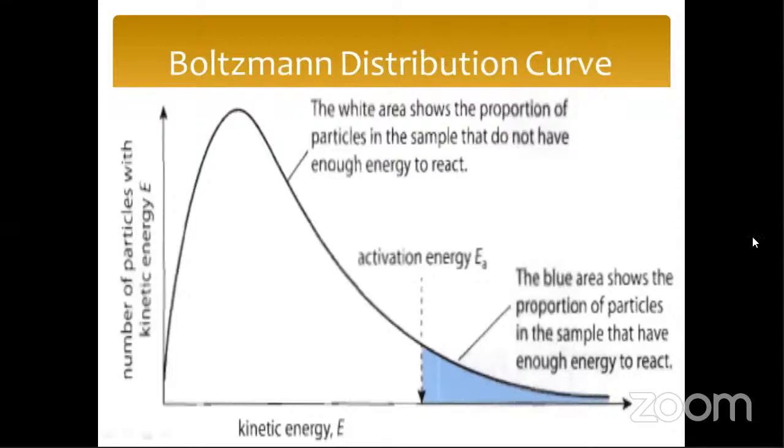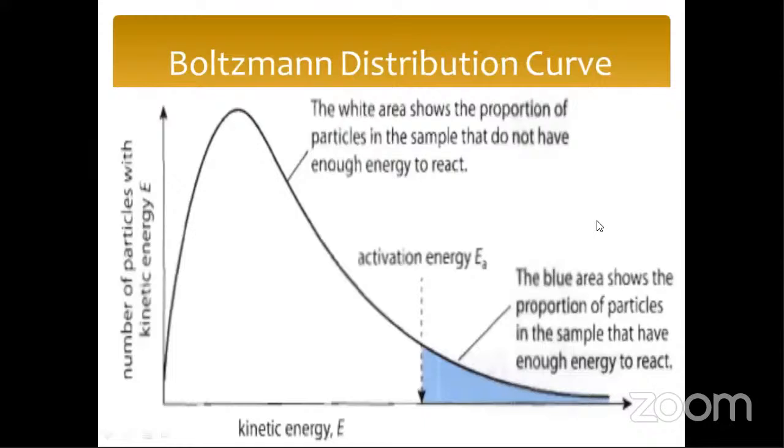All right, so here we have what is called the Boltzmann distribution curve. And what the Boltzmann distribution curve basically tells us is the number of particles within a reaction mixture that will have a particular energy. And for a reaction to take place, we need to understand that two things of importance must take place. The reactant particles must collide in the correct orientation. So they must have a certain orientation. And these particles must have a minimum amount of energy, which is called your activation energy.